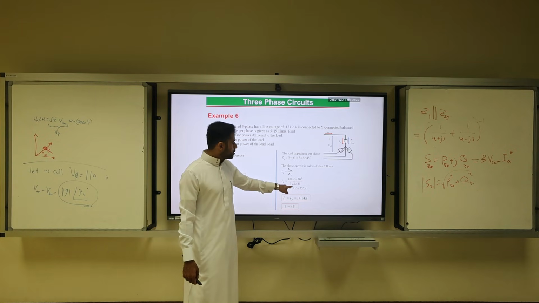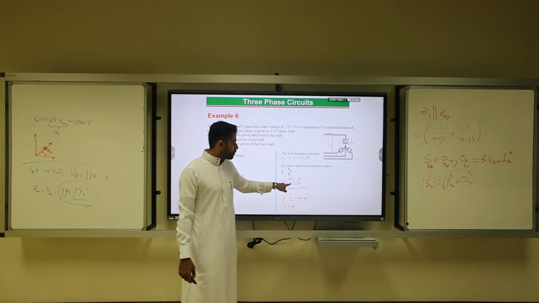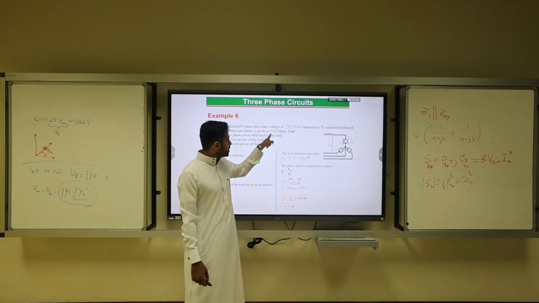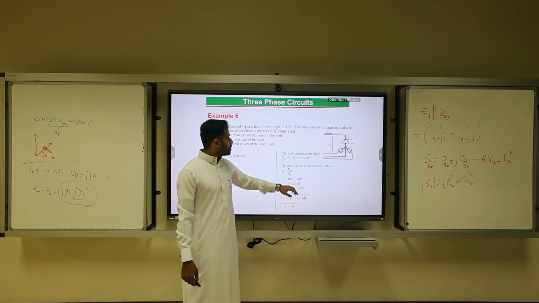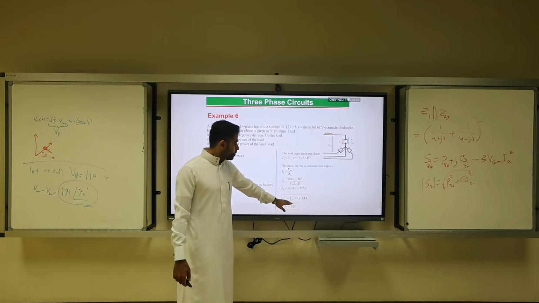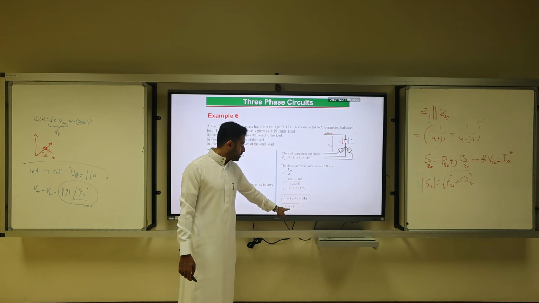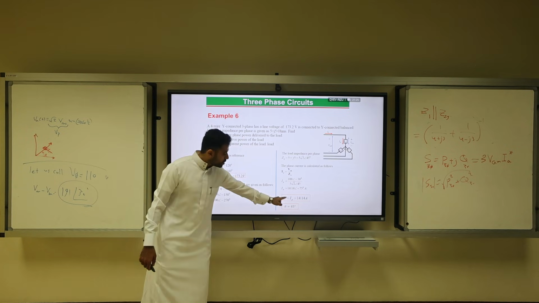It's 100 over this impedance, 5 plus j5. This is 5 square root of 2 at an angle, because if real and imaginary are the same, the angle should be 45. So this is the line current, which is equal to the phase current, 14.14, at an angle of 45. So I know this, I know this, I know that.